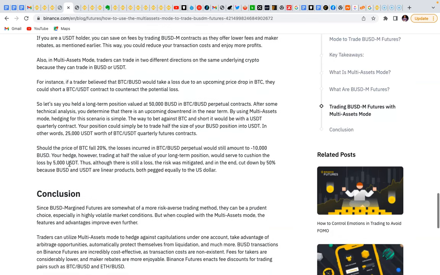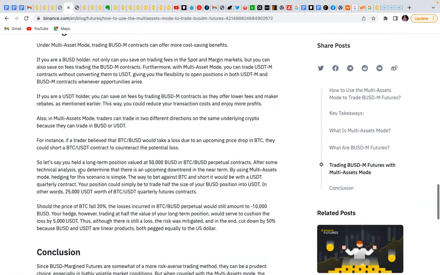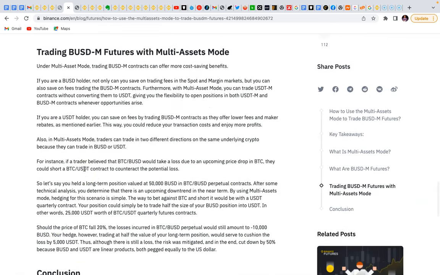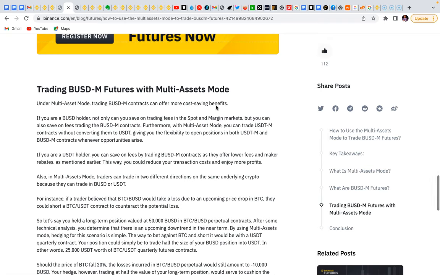Your hedge, however, trading at half the value of your long-term position would serve to cushion the loss by USDT. So that makes sense because it gives you that hedge to manage your risks. All right, so let's get more practical with this whole explanation about the margin feature with BUSD and all of that.